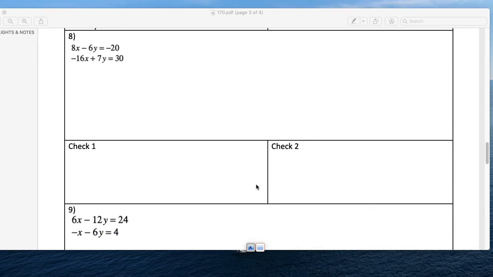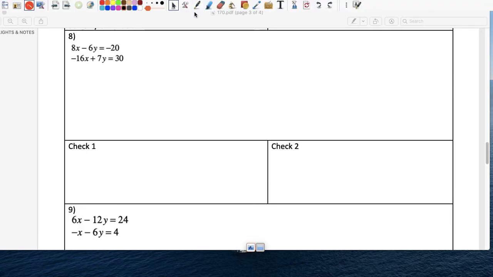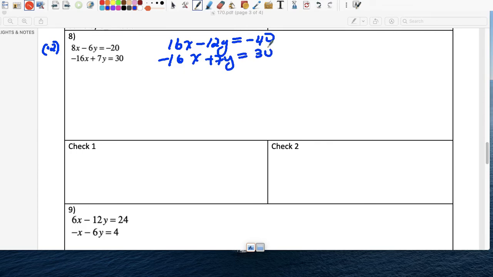Elimination, an all-time favorite. So you need to pick which variable you want to get rid of, either the x's or the y's. In this case, I'm going to pick the x. I'll multiply the top line by 2. I get 16x minus 12y, I'm doubling everything, equals negative 40. The bottom equation didn't change, so it's negative 16x plus 7y equals 30.